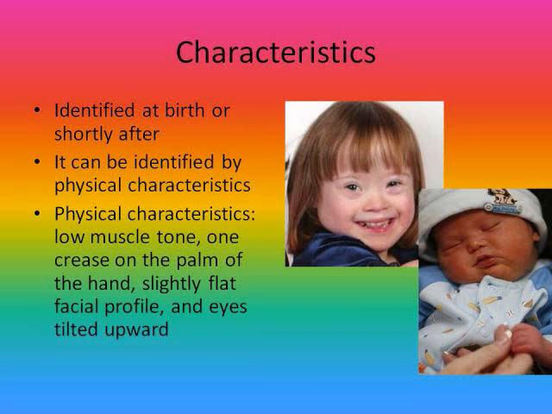This slide is talking about the characteristics of Down syndrome, and Down syndrome is usually identified at birth or shortly after. It can be identified by physical characteristics. The physical characteristics are low muscle tone, one crease in the palm of the hand, slightly flat facial profile, and eyes tilted upward. So basically the two children on the right are children with Down syndrome, and you can kind of tell because of the characteristics here, and since it says identified at birth, that means usually you can tell right when the baby is born by the way that the baby looks.